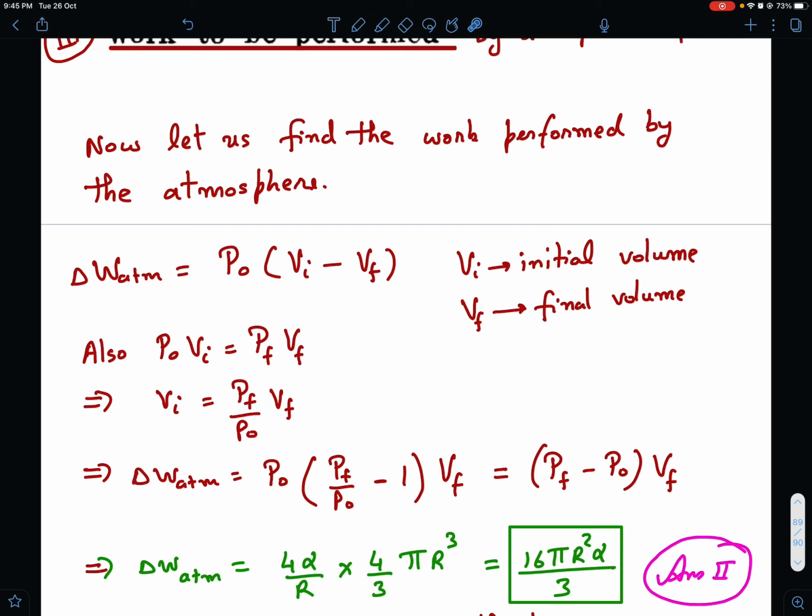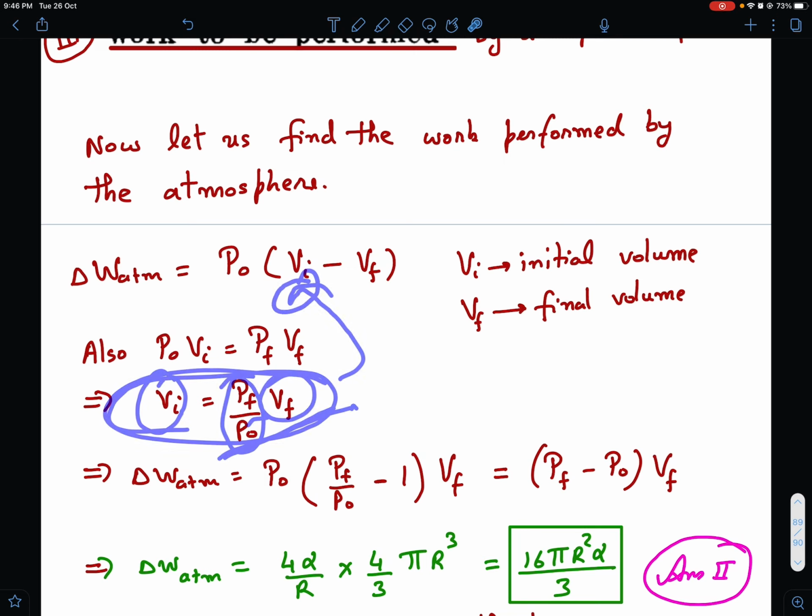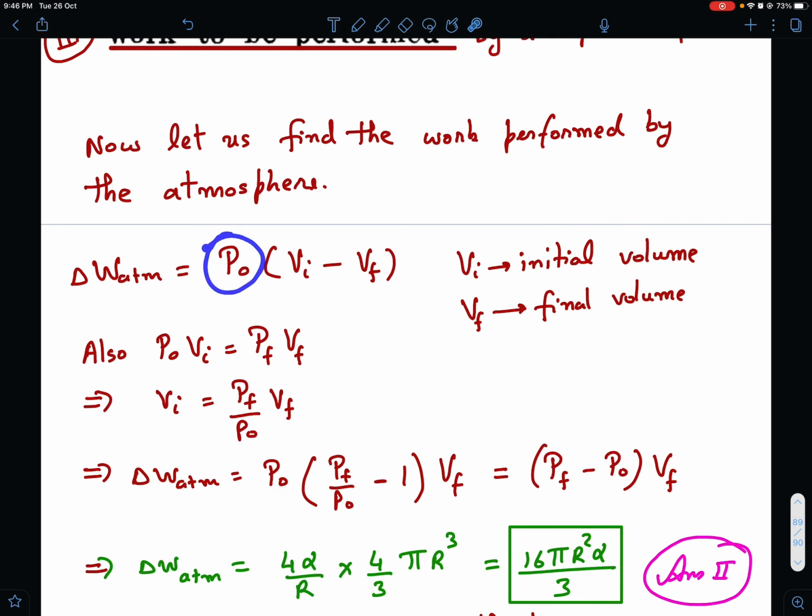And also we know that since it's an isothermal compression case, P naught into V initial should be equal to P final into V final. What is V initial here? V initial here is the visualized trapped gas which has now gone inside the bubble. Okay, so it also had some initial volume. We can't take the initial volume to be 0, right? That's why I gave you the visualization like a piston cylinder arrangement. Okay, so I hope this is clear, and therefore V initial is simply P final upon P naught into V final, right? So now I can use this relation and substitute for V initial.